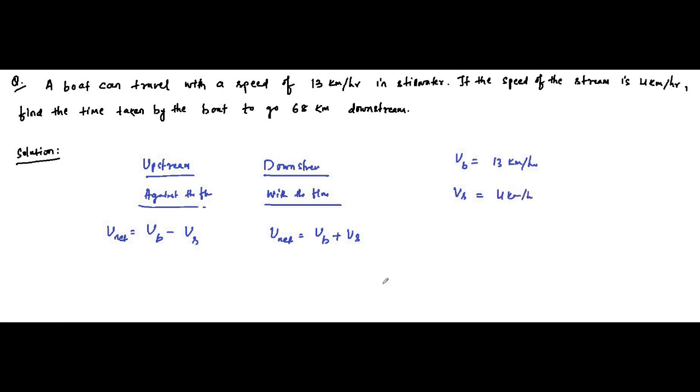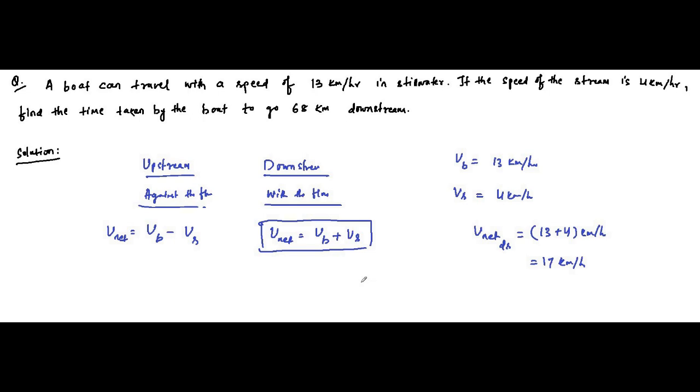Okay, speed, velocity, whatever. So here, downstream 68 kilometers, which means this net velocity will be equal to Vb plus Vs, that is, net velocity downstream is equal to 13 plus 4 kilometers per hour, which is equal to 17 kilometers per hour.